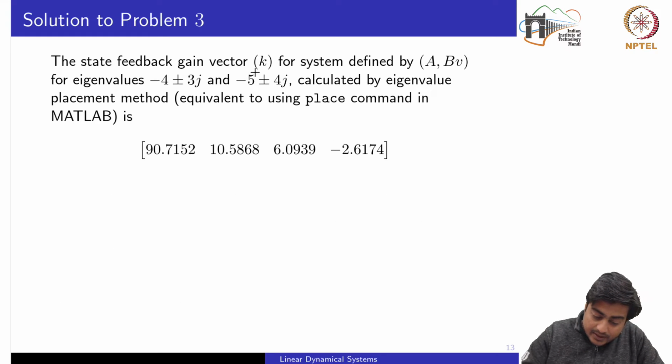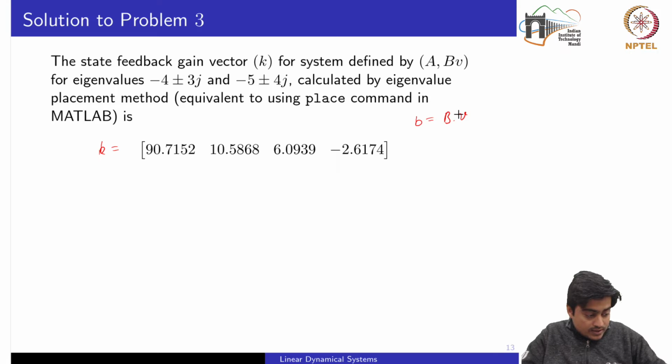The state feedback gain vector K, because we want to synthesize this vector K so that the eigenvalues could be placed at these locations, we can do this by using the eigenvalue assignment method we had discussed in the lecture, or you can use the place command in MATLAB as an alternative. So this K vector we have computed. Now this is for the single input system, where we have taken this B as capital B times V.